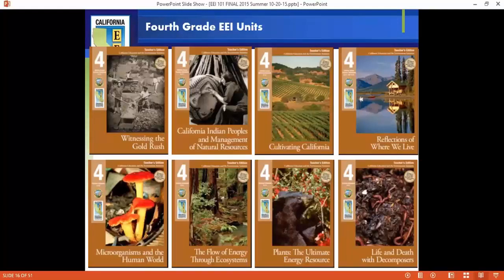Great unit. And you know, one of my favorites is that Life and Death with Decomposers, where we look at decomposition and looking at compost piles and other garden-based connections as well. Yes. So that's a fun one. And mission connections in Cultivating California. Yeah, Cultivating California, you can't tell by looking at the cover of this, but this is a whole different way of looking at missions. It's a really exciting unit. You know, of course, I teach fourth grade, so I could go on and on about these.